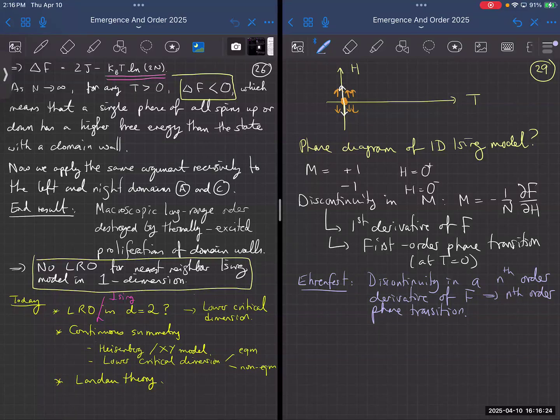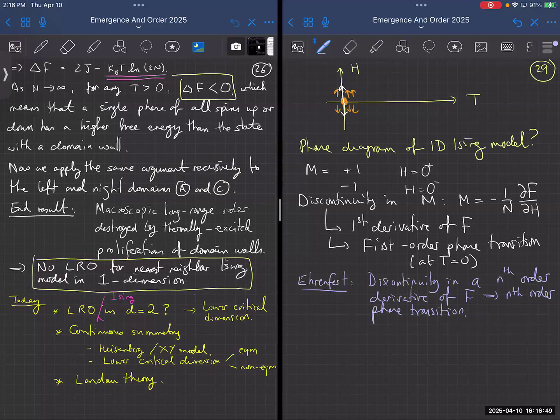So the phase diagram of the one-dimensional Ising model is really very simple. There is just a discontinuity across this axis at 0 temperature. Now, some people say there's no phase transitions in one dimension, so there is one at 0 temperature, okay? But then they say, apart from that, there's no phase transitions. That's also not true.